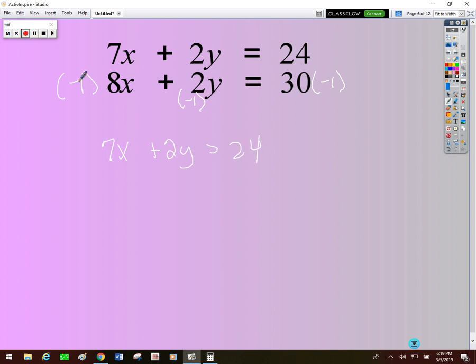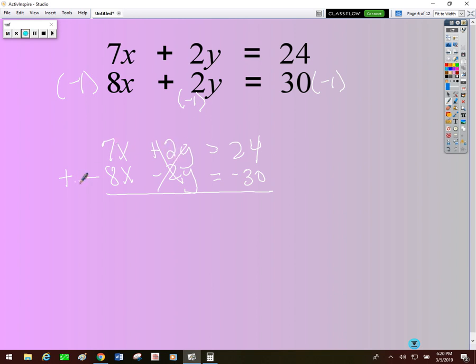Now we're going to distribute here. Negative 1 times 8 is negative 8x. Negative 1 times 2 is a negative 2y. And a negative 1 times 30 is negative 30. Let me write that a little bit better. Okay. So remember, we are adding, right? All right, so look right here. These will cancel. That's a 0. Negative 2 plus positive 2 is a 0.